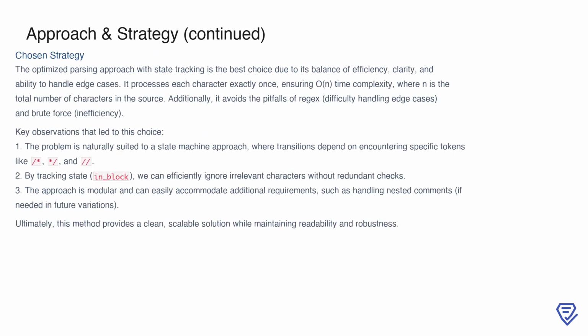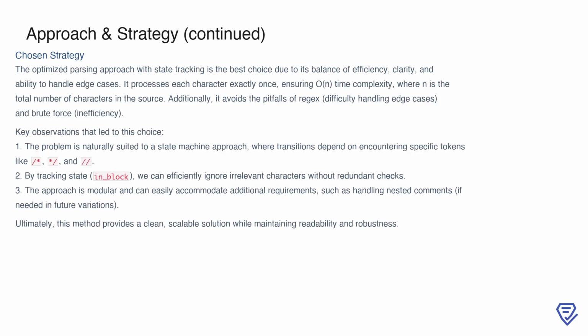After evaluating the different approaches, we chose the optimized parsing strategy with state tracking as the best solution. This approach offers a perfect balance of efficiency, clarity, and robustness. By processing each character exactly once, it ensures O(n) time complexity, where n is the total number of characters in the source. It avoids the inefficiencies of brute force, such as redundant checks and string slicing, and addresses the shortcomings of regex, such as difficulty handling edge cases.